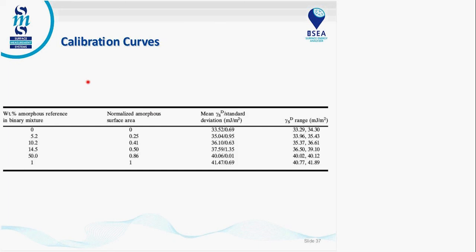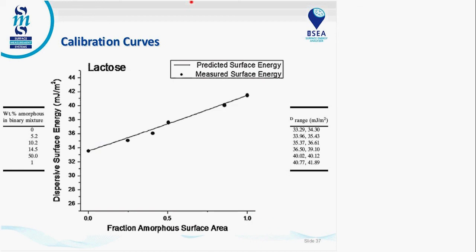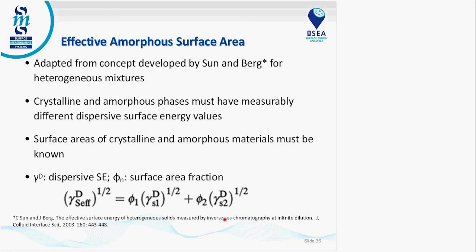For the calibration curves, we made binary mixtures of amorphous versus crystalline lactose. We normalized the values based on the effective surface area of the amorphous phase versus the crystalline phase. We get the surface energy values, and then we can plot the dispersive surface energy versus the fraction of the available surface in the column that's amorphous, because we know that by the amounts we put in. We get our measured value versus the predicted value. The predicted value, just to go back, is from this equation here. And we can see we get a very nice curve.